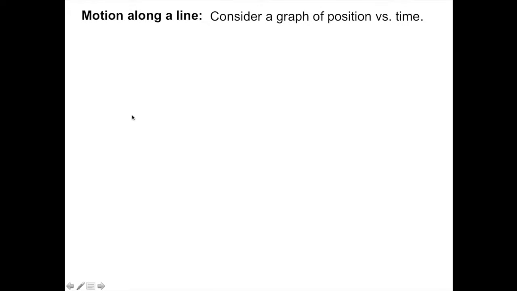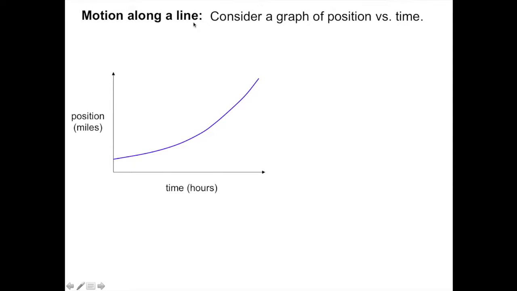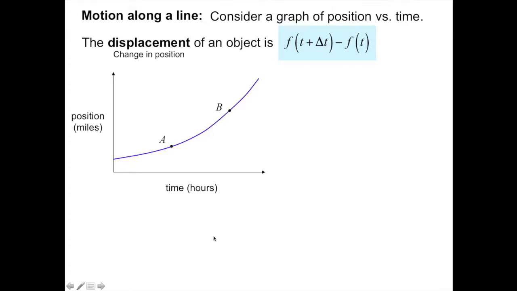We also use the idea of an instantaneous rate of change for motion. So let's consider a position versus time graph. So here's your position with respect to time. We start at position A and we end at position B. Our displacement then is going to be these y values. So it's going to be the B position minus the A position.